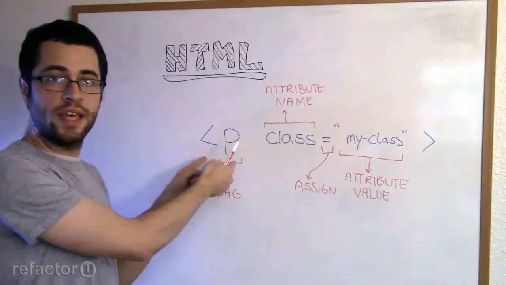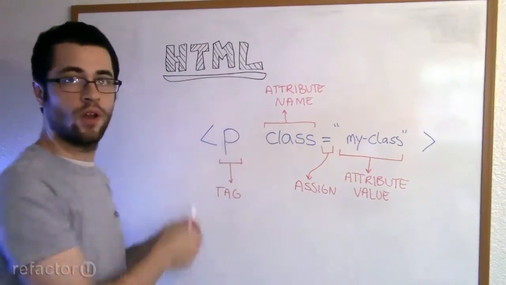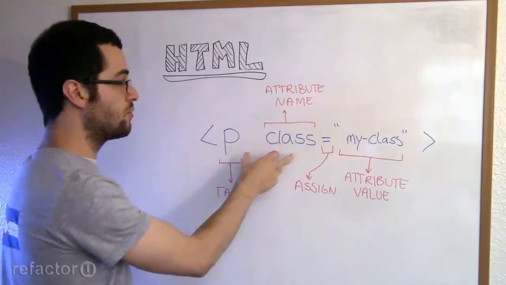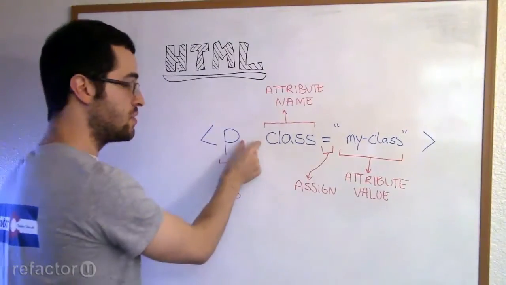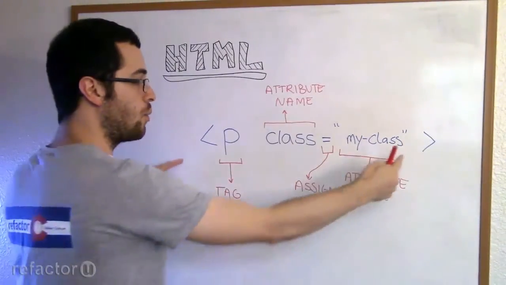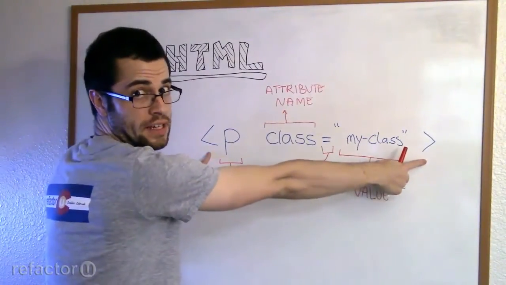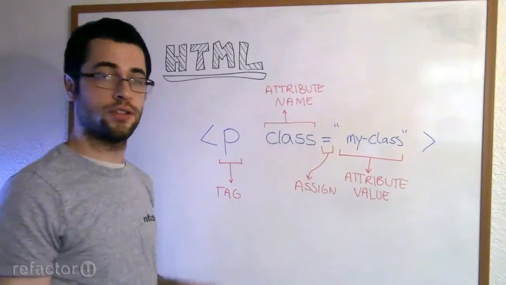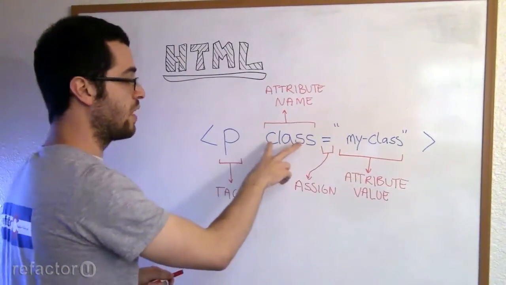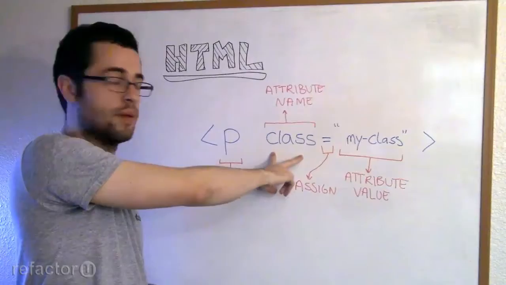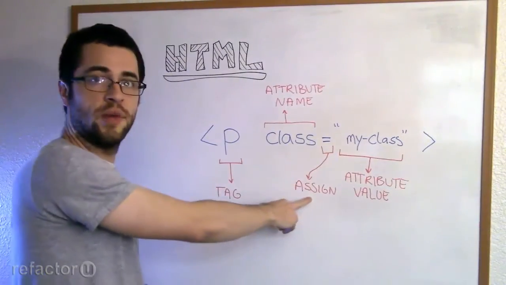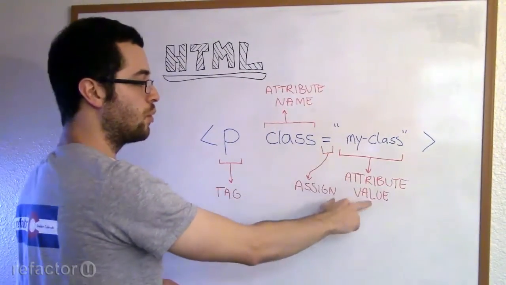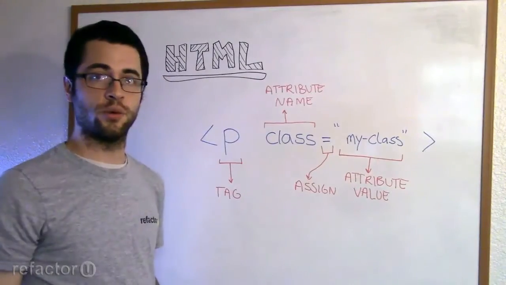We define what the element is going to be, our paragraph tag. Then we'll define any attributes we need. They'll be space separated and all within the start and end caret for our start tag. We'll define them as attribute names. We'll use the assignment operator, and then we'll give them a value wrapped in quotes.